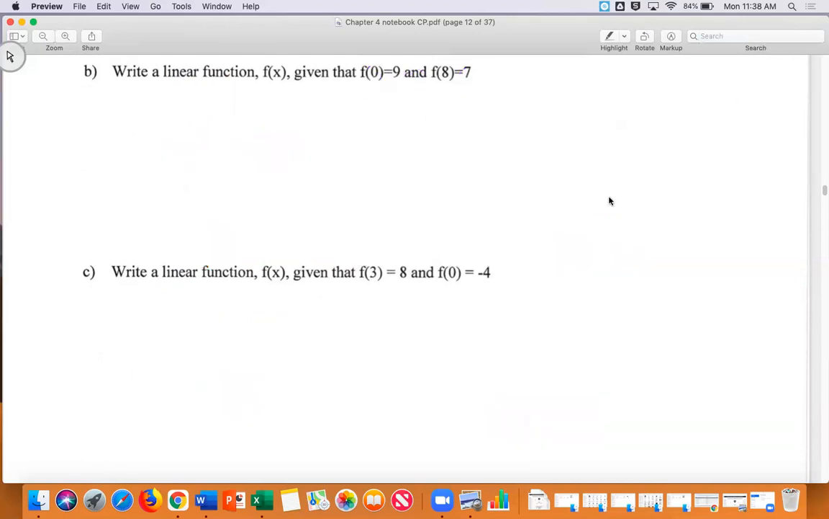All right, let's look at B. We have 2 more questions, B and C, I believe, and then some more problems. Write a linear function given f of 0 equals 9 and f of 8 equals 7. So f of 0 is 9, we're going to write that as 0, 9. And f of 8 equals 7 is 8, 7.